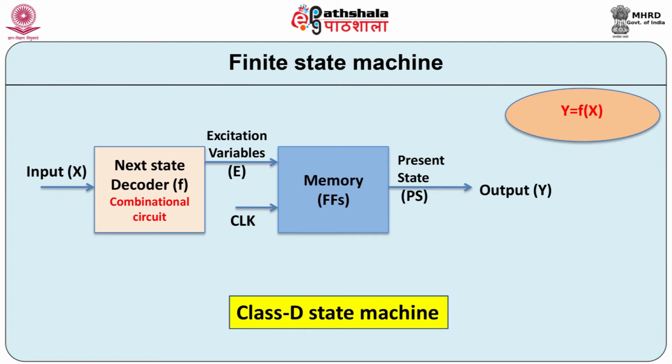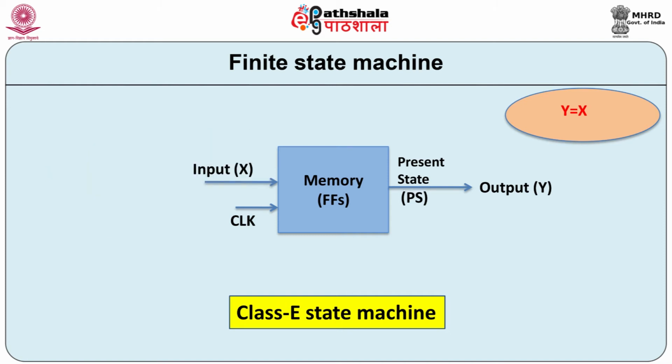In class D machine, the outputs are directly obtained from the output of memory, that is the present state of the state machine. The comparison of class D with class C state machines indicates that there is no feedback of present state to decide the next state. The next state is decided directly by the input combination. Example of such circuit is a presettable counter, where starting value of a counter is decided by the external input. Another example of class D machine is the lookup memory.